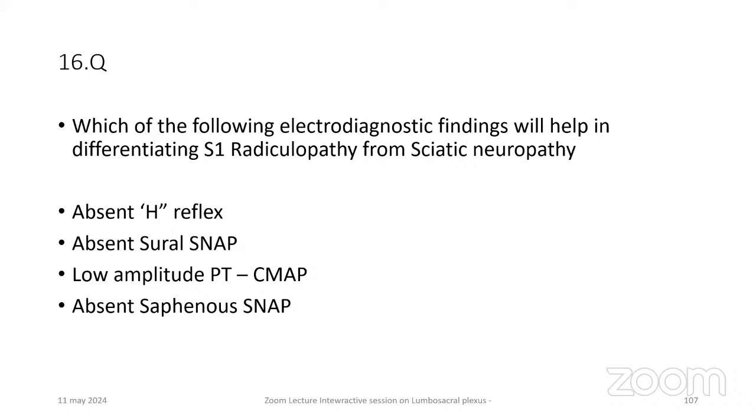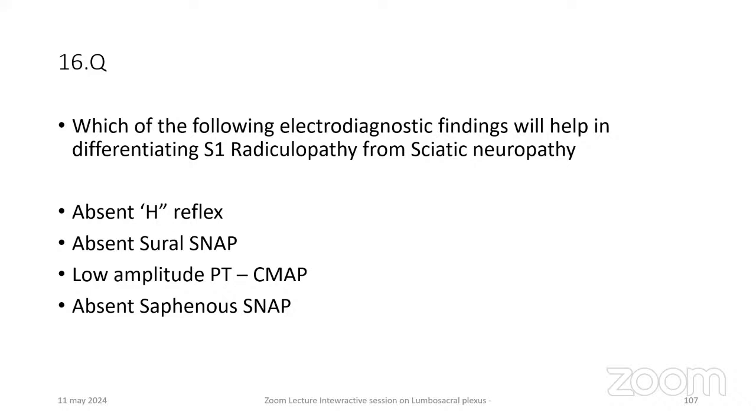Which of the following electrodiagnostic findings will help in differentiating S1 radiculopathy from sciatic neuropathy? Absent H reflex, absent sural SNAP, low amplitude CMAP in the posterior tibial, absent saphenous SNAP. Sir, absent sural SNAP will be there in sciatic neuropathy, but not in S1 radiculopathy. In S1 radiculopathy the sural SNAP should be normal, but in sciatic neuropathy it should be affected.